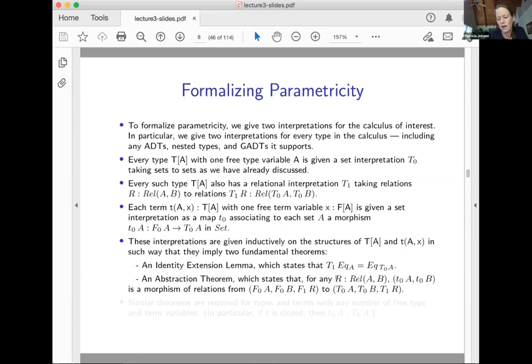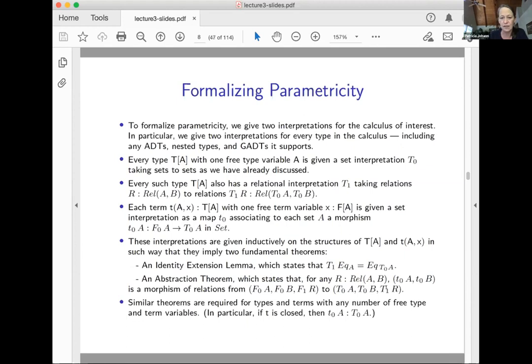If I have a relation R between A and B, and I have my term with a free type variable and a free term variable, then if I look at the set interpretations of that term at this A and this B, that's going to give me a morphism of relations between, so just ignore the first components, between F1 of R, because remember this X had type F, and T1 of R. So it's going to map things that are related by the relational interpretation of X at R to things that are related by the relational interpretation of T at R. So this is the way that you formalize, if you really unpack this, you'll see that this is how you formalize the idea that related inputs go to related outputs.